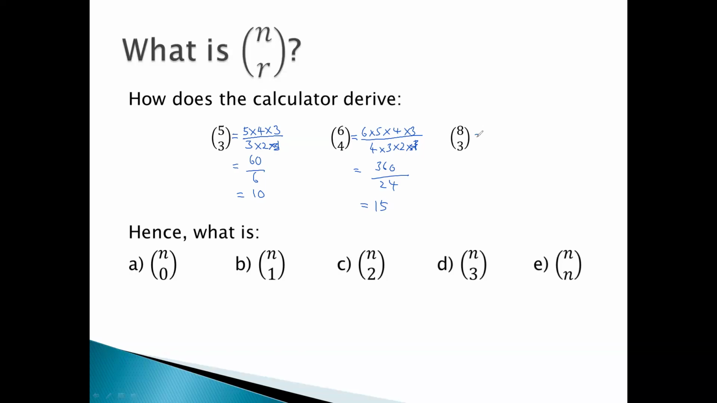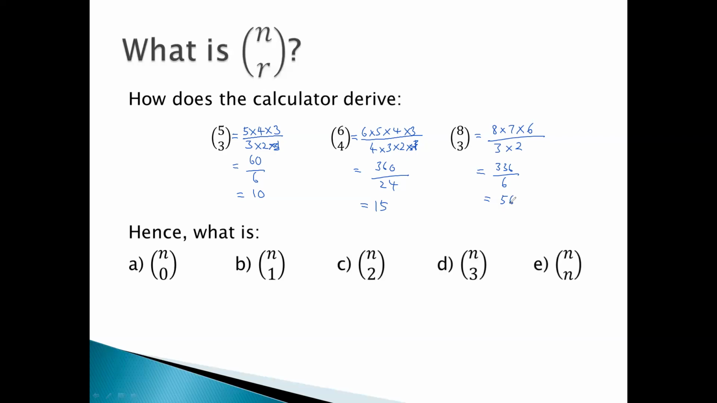Lastly, I have 8 choose 3. Again, how many times should I multiply? 3 times because of this 3 here. So 8 times 7 times 6 over 3 times 2. I'm not going to write times 1 anymore, okay? So 8 times 7 times 6 is actually 336 divided by 6. And the answer is 56. Again, I'm going to check 8 choose 3. The answer is 56, so it is correct.